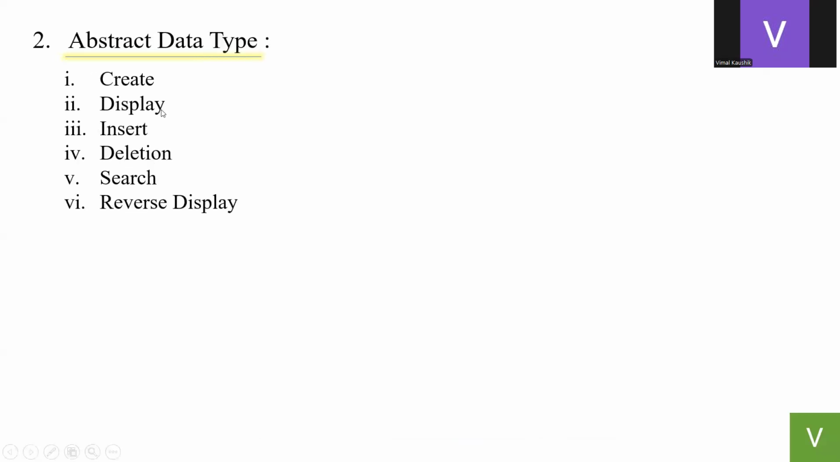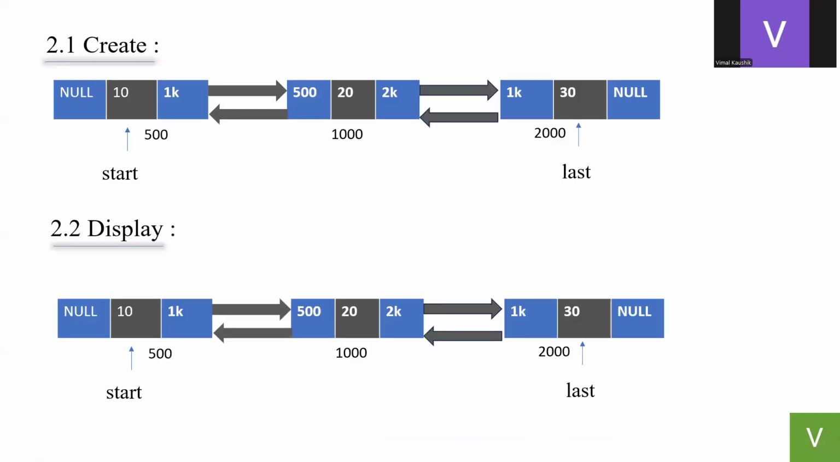Now let us see the abstract data types. In double linked list, we can perform some operations like creation, display, insertion, deletion, search, and reverse display. Now let us look into each operation in detail. First operation is creation operation. We can create a node using a malloc function. You will understand clearly while I am coding.